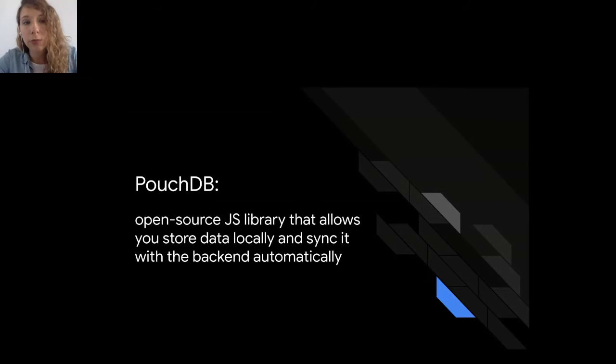And now I want to tell you about PouchDB. This is a wrapper for IndexedDB, and this is an open source JavaScript library that allows you to store data locally and synchronize it with the backend automatically. And it's great because you can use it everywhere where JavaScript runs. So you can use it in my example in Angular, but also with any hybrid apps, for example, with PhoneGap. You can use it with desktop apps with Electron and any Node.js and so on.